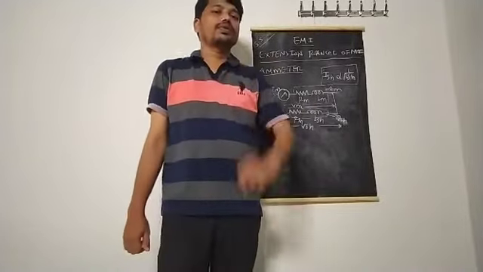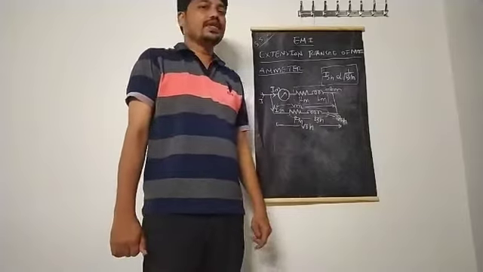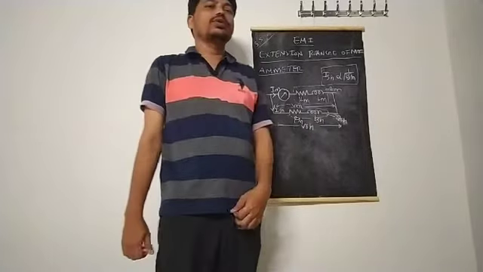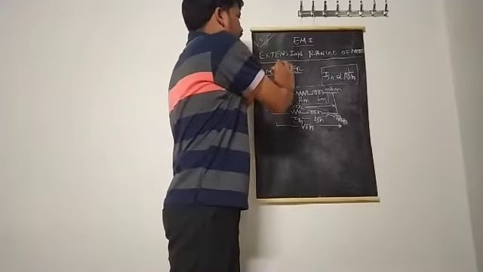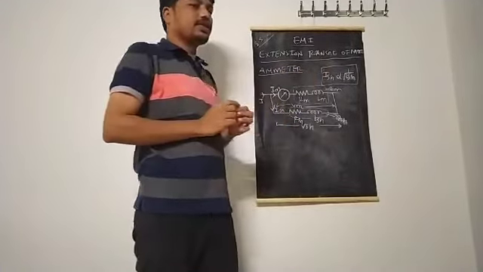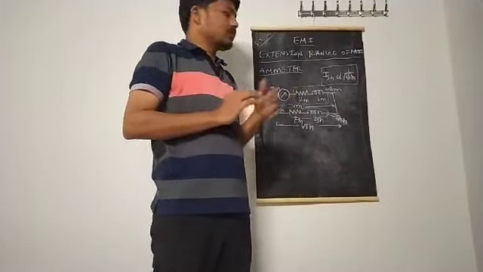So welcome to the course of electrical measurements and instrumentation. Today we will discuss the extension range of the moving iron meters. This is unit 1.